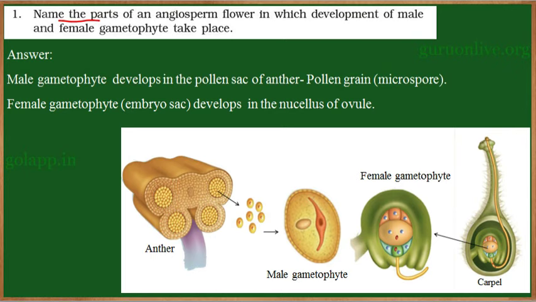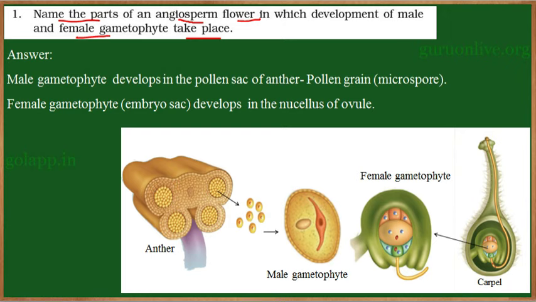Name the parts of an angiosperm flower in which the development of male and the female gametophyte takes place. So students, in flowering plants, which are also called angiosperms, the flower is the reproductive structure, and within the reproductive structure, the male and the female gametophyte will develop.